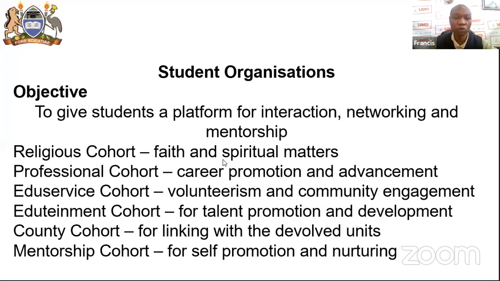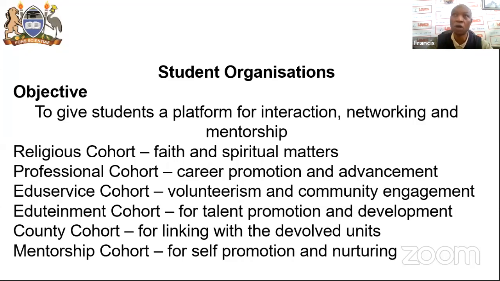The second group that we have is what we call the professional cohort. And the professional cohort is basically meant to enhance and promote your career dreams. This is the cohort where we have clubs that mirror specific educational programs or externally available career pathways. In this category, we have clubs that have been formed. For instance, for students who are in education, we have what we call KUSTA. KUSTA is Kisii University Student Teacher Association. We have, for those who are in arts and social sciences, Criminology Students Association.